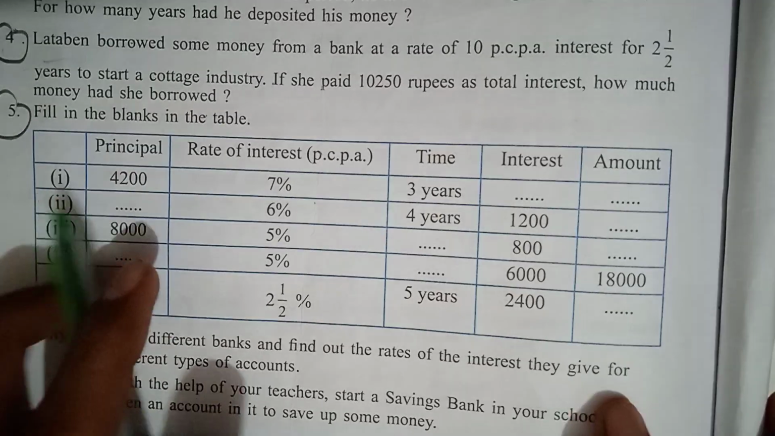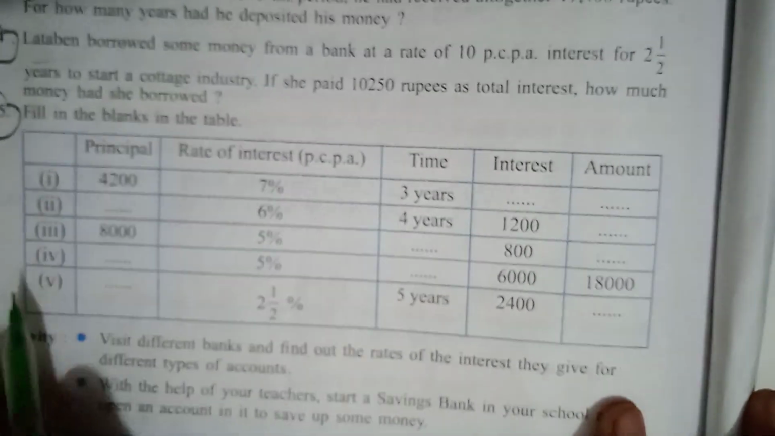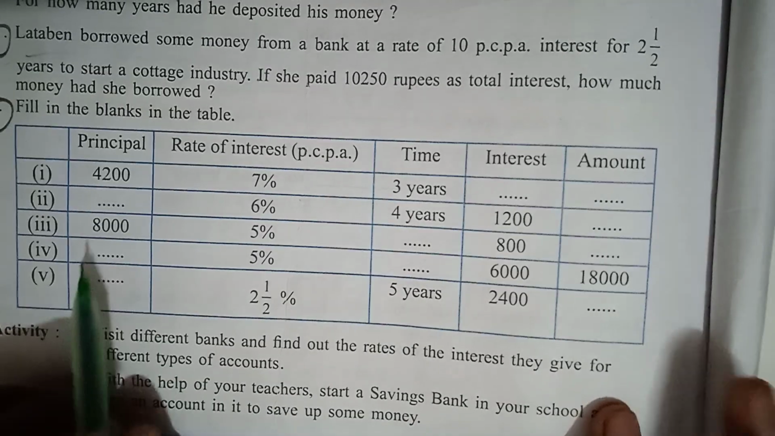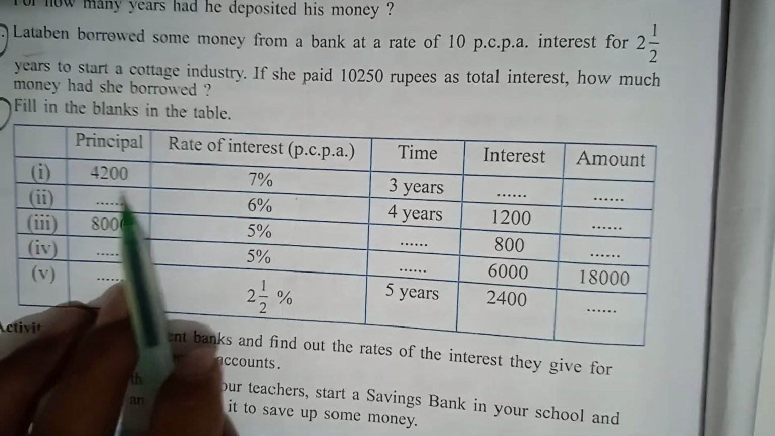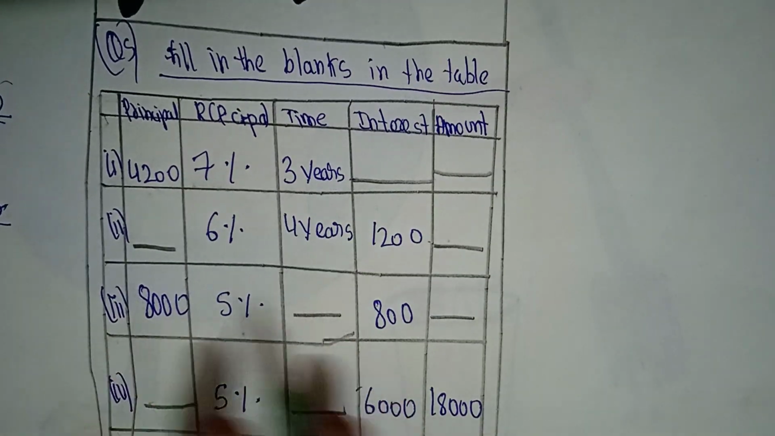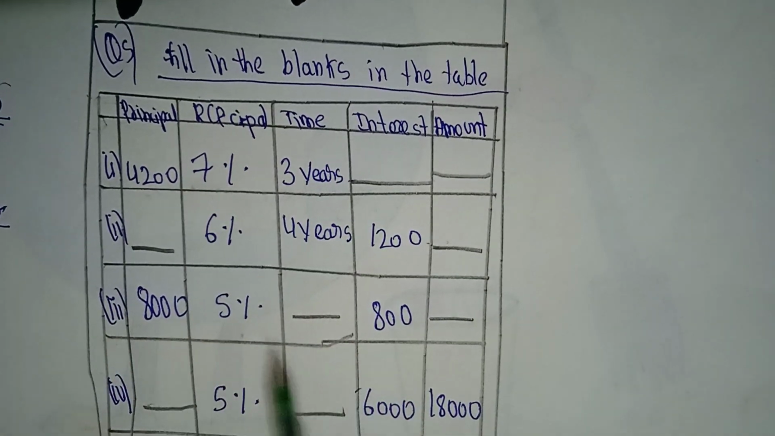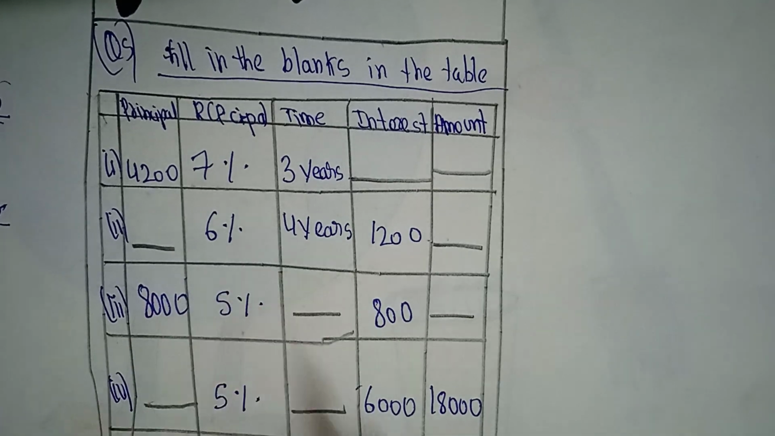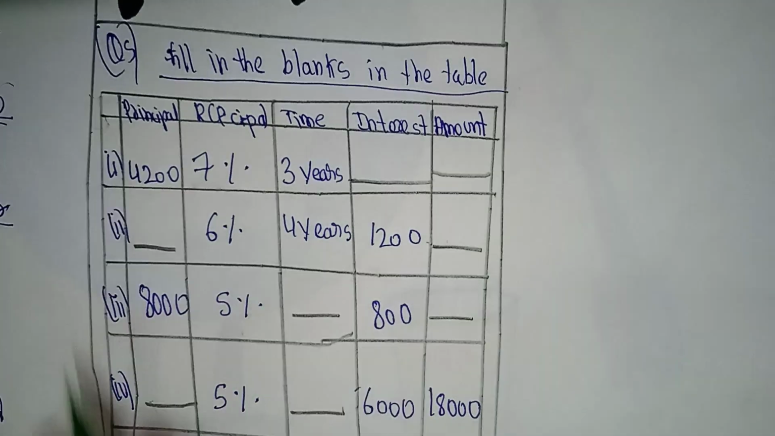Question 5, filling the blanks in the table. So here one table is given. There are 5 sums given in this table. What we will do first, see, here I have drawn the table. Here, we will not fill it like this. First we will solve all the examples, then at last we will fill this table with those answers.